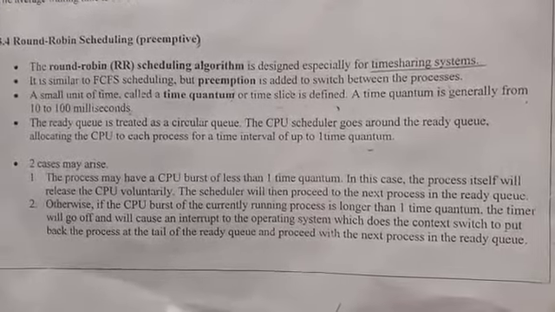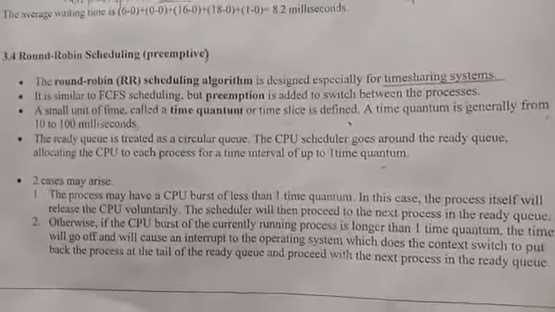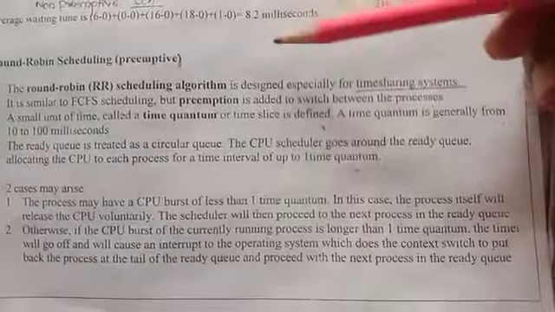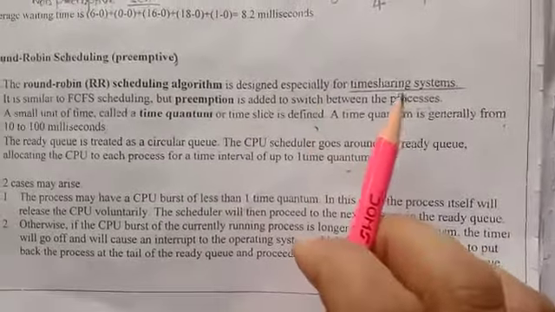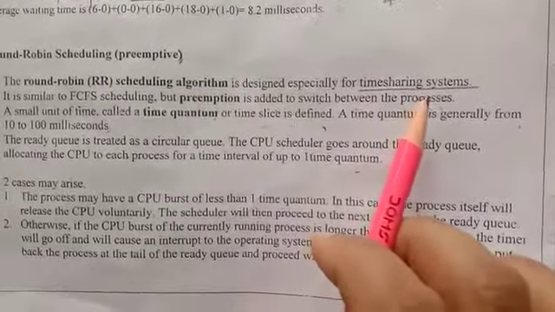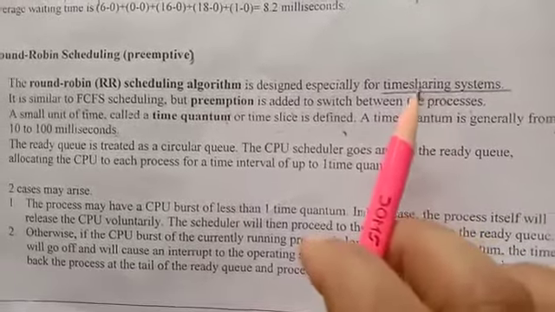Welcome to the next video lecture on round robin scheduling algorithm. The round robin scheduling algorithm is designed especially for time sharing systems. We already know what a time sharing system is, in which CPU time is shared among multiple processes. So that is what a time sharing system is.